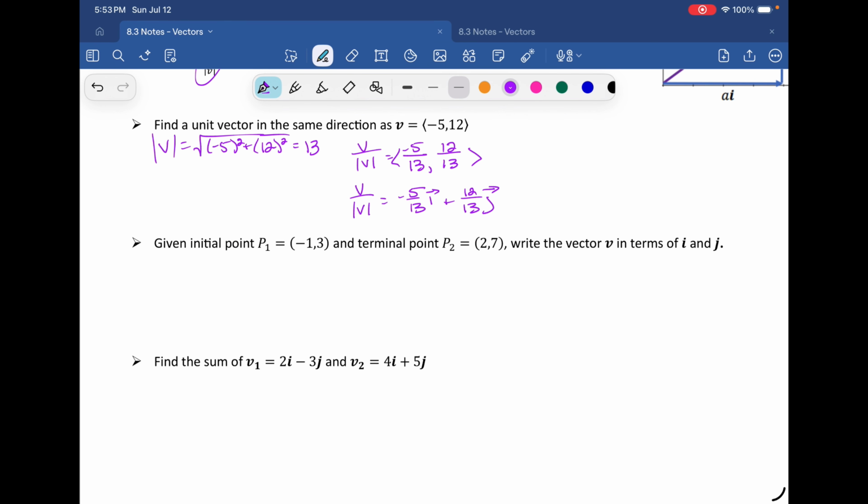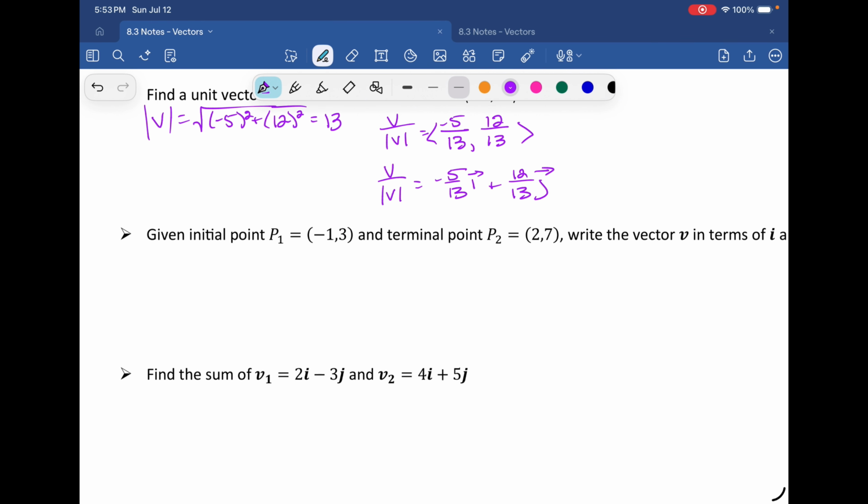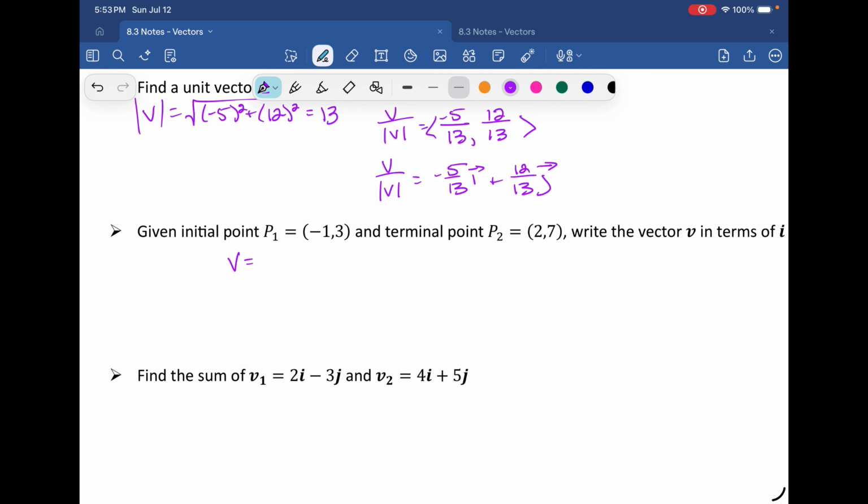Given initial and terminal, write the vector in terms of i and j. So first thing we need to do is find vector v. So terminal minus initial. Terminal minus initial.